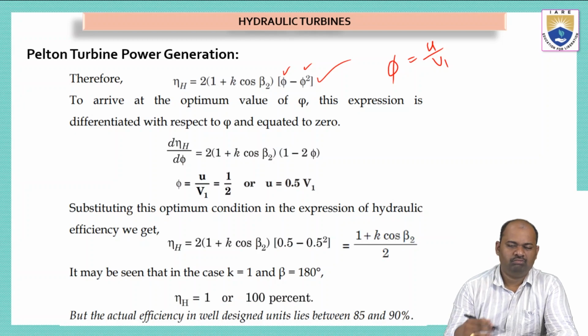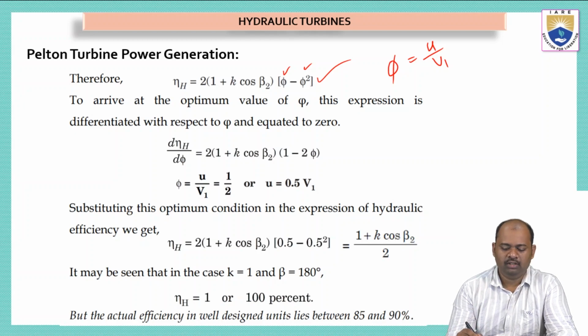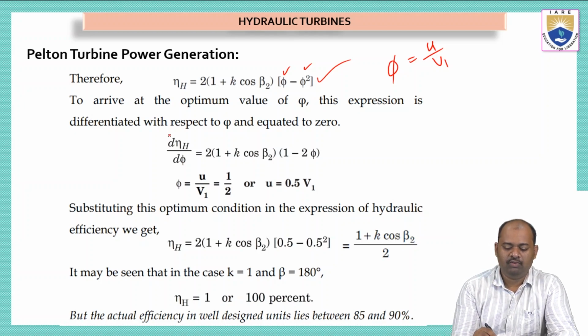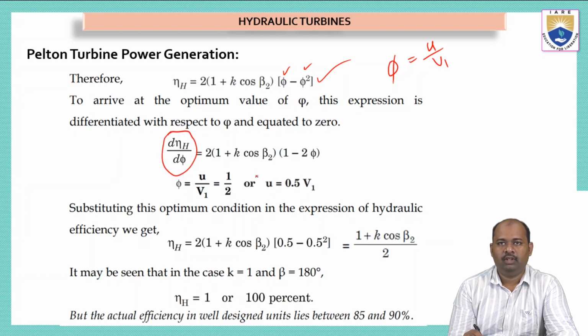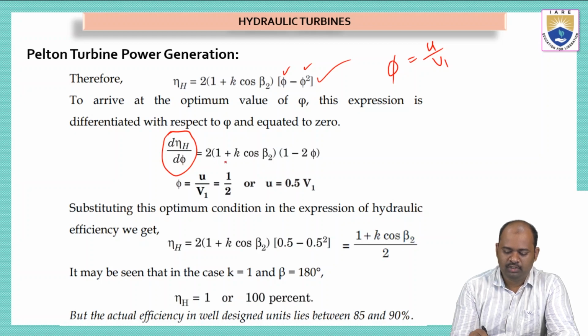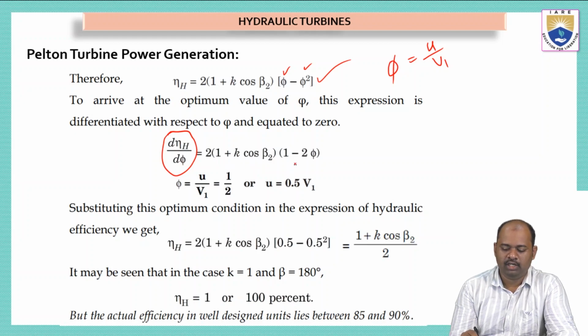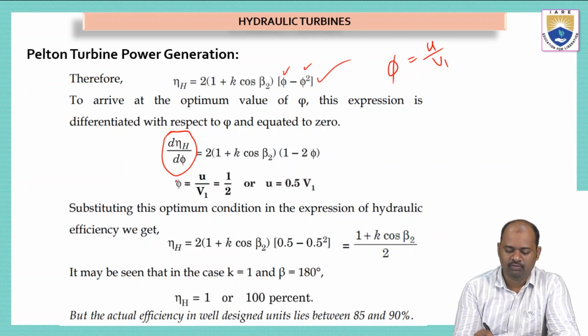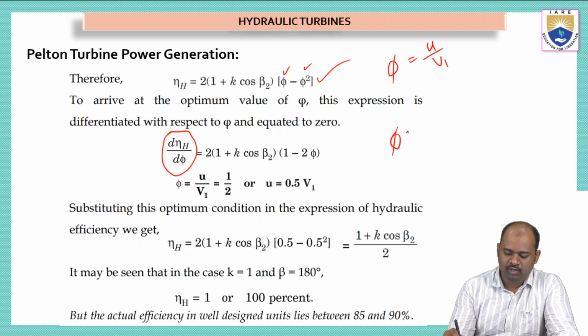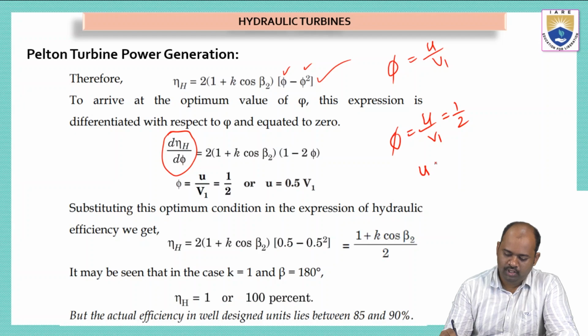So we are going into deep simplifications where we will differentiate this equation with phi. So 2 times 1 plus k cos beta multiplied by 1 minus 2 phi. So this is a very simplified formula where we will get phi is equal to u by v1. This is the basic formula. This is equal to half, which means u is equal to 0.5 times v1.